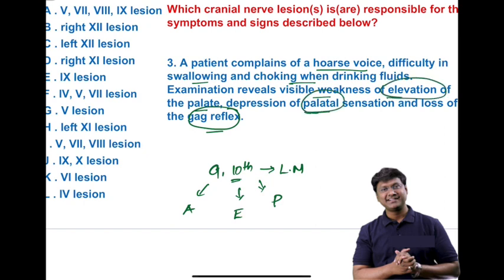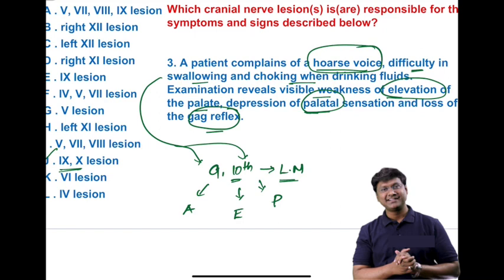So your 10th nerve is gone. And your laryngeal muscles, once they are weak, the individual will have hoarseness of voice. And the individual is also having difficulty in swallowing and choking when drinking the fluid. That means your 9th nerve as well as the 10th nerve is damaged. For swallowing, you require both the 9th and the 10th nerve. So the answer to this particular third clinical scenario is 9th and 10th nerve lesions in this patient.